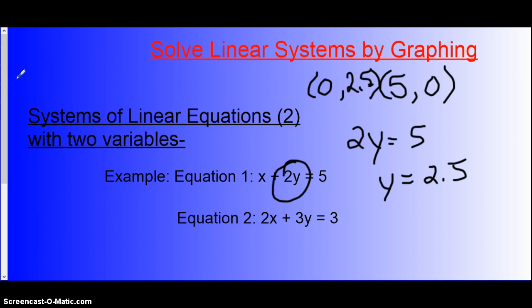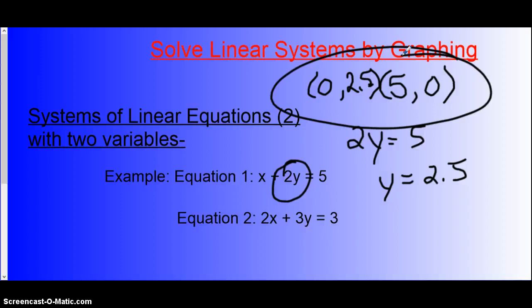I don't have a graph on here. I have it on my next one. That's fine. So that is just one way. You could end up with two coordinate points, plot those, draw a line in between and through them, and then you'd have that first line.